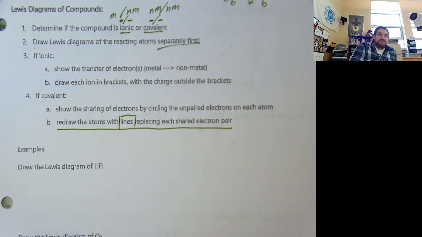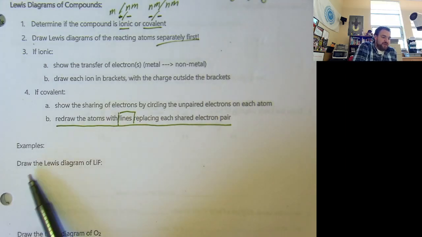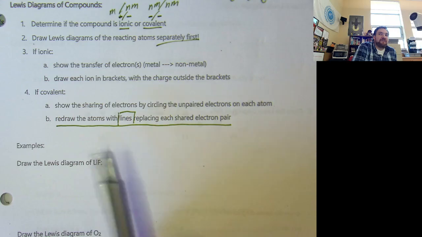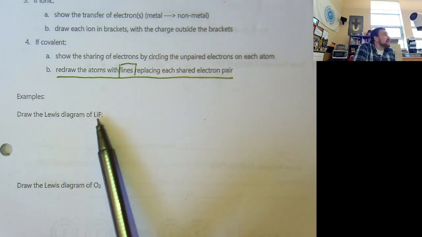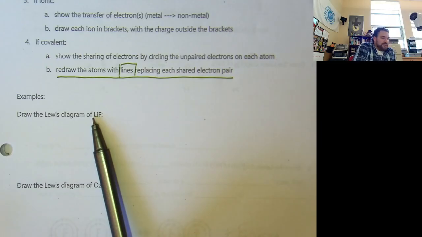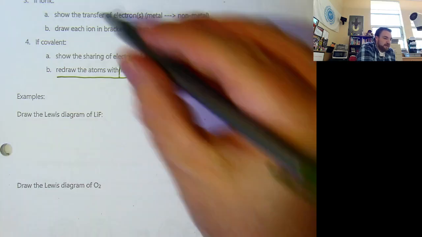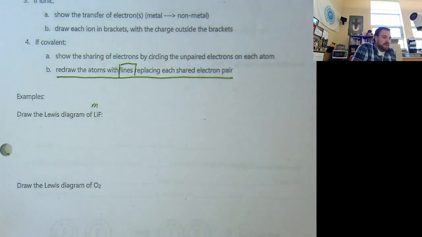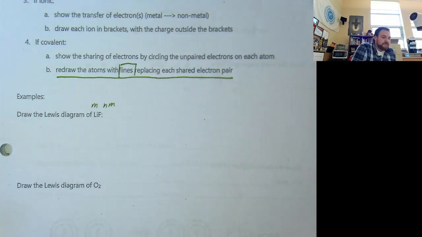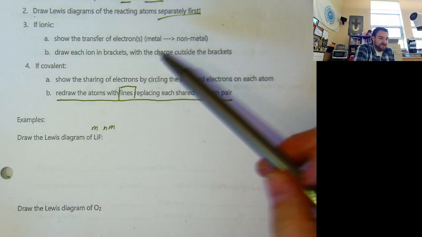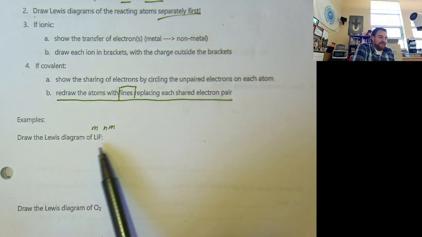So, two examples. You want to draw the Lewis diagram of LiF, lithium fluoride. Li stands for lithium. It's up there in the top left, which makes lithium a metal. And fluorine's up there in the top right, which makes fluorine a non-metal. So this is going to be an ionic compound. So we follow this first set of instructions. We have to draw these guys separately.